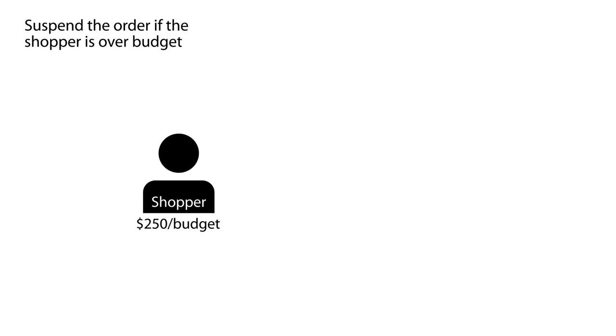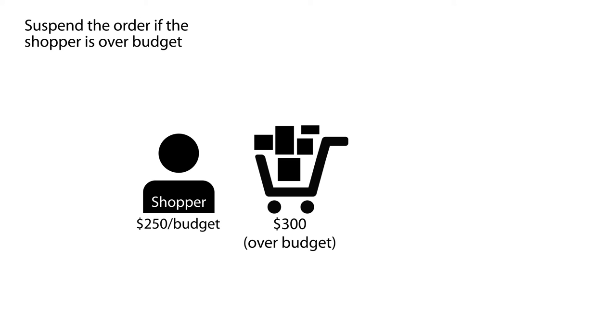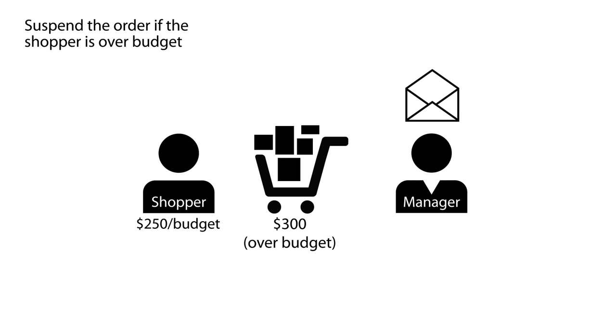2. Suspend the order if the shopper is over budget. This means that if a shopper goes over their budget, an email will be sent to their manager notifying them, and the manager will have the ability to change, cancel, or proceed with the order.